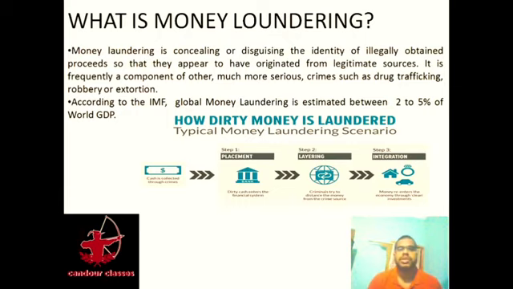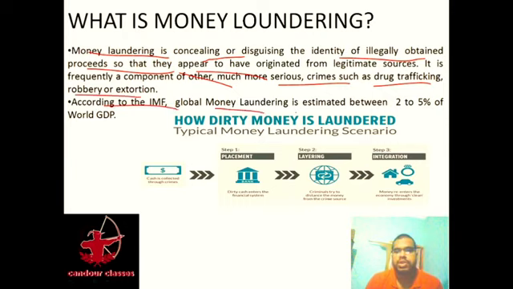Now we'll discuss what money laundering is. Money laundering is concealing or disguising the identity of illegally obtained proceeds so that they appear to have originated from legitimate sources. It is frequently a component of other much more serious crimes, such as drug trafficking, robbery or extortion. According to the IMF, global money laundering is estimated at between 2 to 5% of world GDP. So remember this point: 2 to 5% of world GDP is wasted in money laundering.